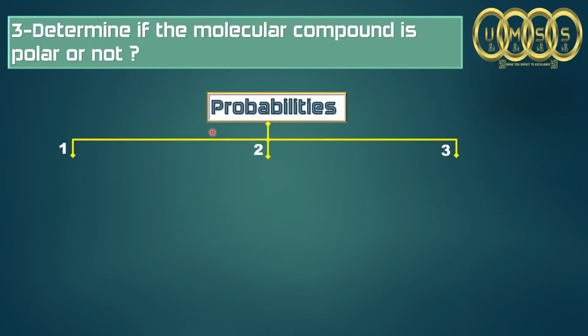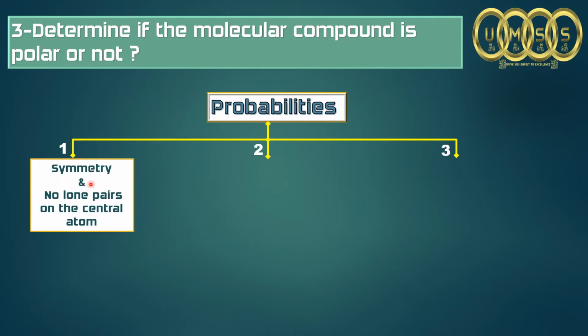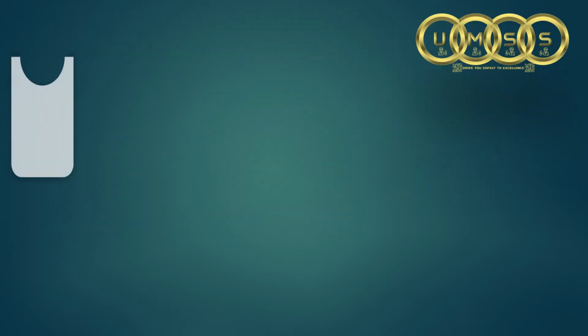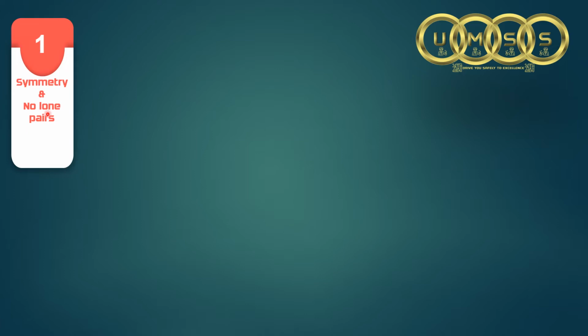We have 3 probabilities. Number 1, there's symmetry and no lone pairs on the central atom. Number 2, there's asymmetry plus lone pairs on the central atom. Number 3, no lone pairs and no symmetry. Let's take examples for each one. The first example for symmetry and no lone pair is boron trichloride, BCl3.